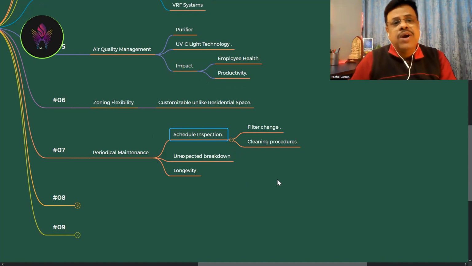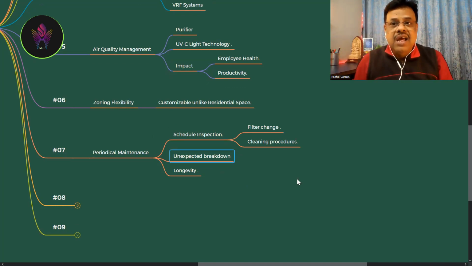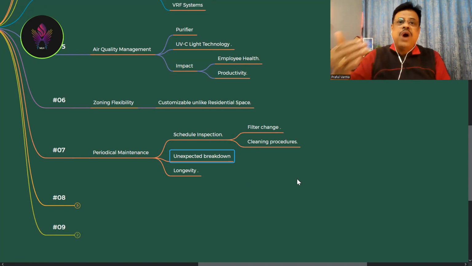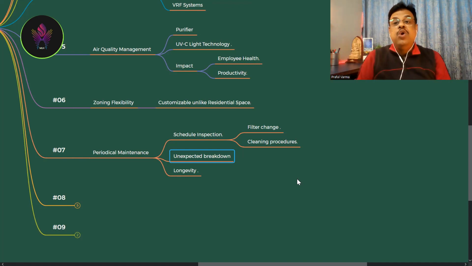Now, doing this, what benefits are you going to get? Unexpected breakdowns will not happen. If any problem is going to arise, you will know well in advance that this problem is going to arise, and it can be addressed well in advance. So you can avoid unexpected breakdowns, and moreover, your equipment longevity will increase.